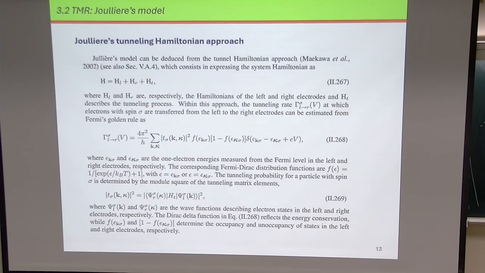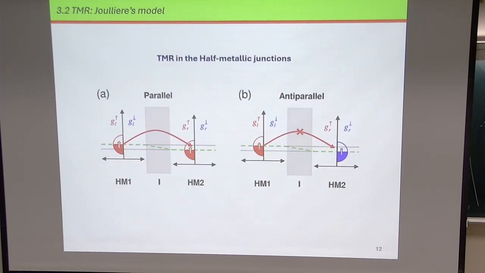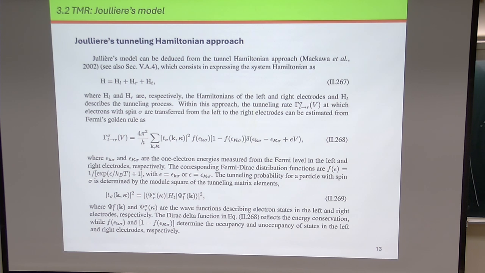All right, so what is the idea of this model developed by Julier? So the idea is the following. You have a model Hamiltonian, and this whole model Hamiltonian has three contributions: the Hamiltonian of the left electrode, or the left lead, the right one, and the tunneling one. So what you look at now is the rate. To calculate the current, you look at the rate of electrons going from the left electrode to the right, for a given spin.